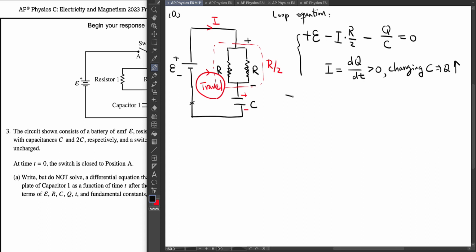Now let's combine these two equations and then replace I with dq/dt. So we get, let me rewrite this term, dq/dt minus q over C equals 0. So that is the differential equation required in part A.